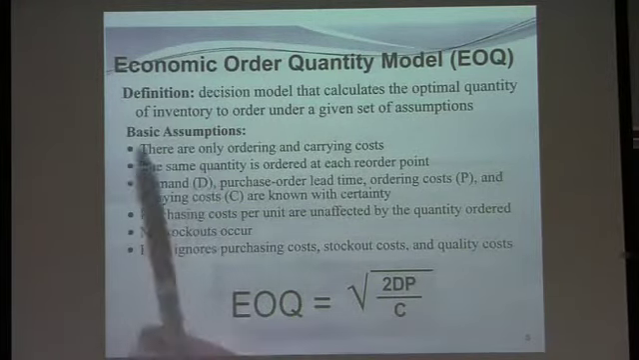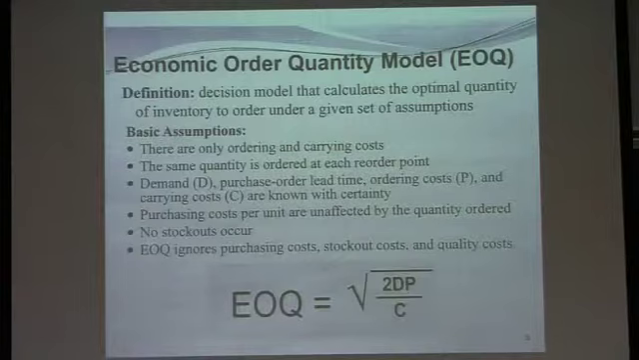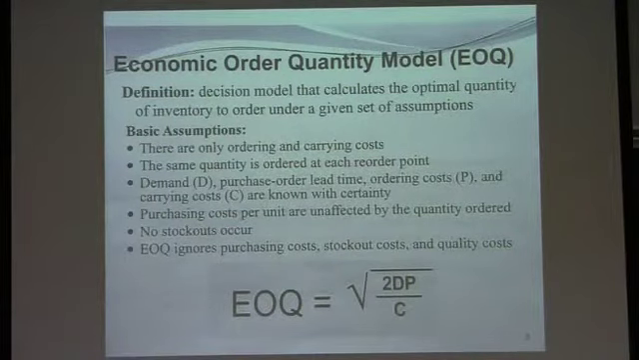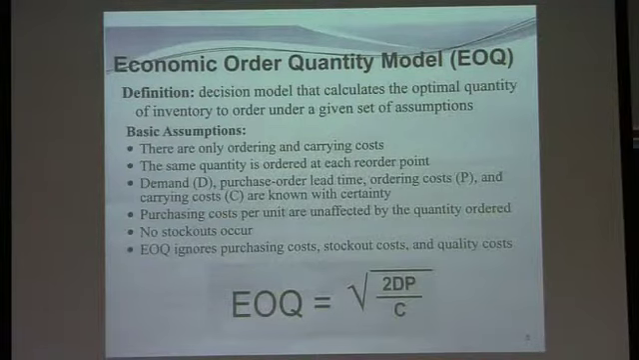We're going to assume that only ordering and carrying costs are the costs incorporated in this formula. Two, we have to assume that the same quantity is ordered each time at the reorder point. So every time we call the supplier, we're going to order the same quantity. The 3rd assumption is that demand, purchase order lead time, ordering costs, and carrying costs are known with certainty. So we have to assume that we know the demand. That's going to be a very difficult assumption to meet, particularly the demand, because we don't know when our customers are going to buy, or how many they're going to buy. We only know our past, but we don't know exactly what's ahead of us.